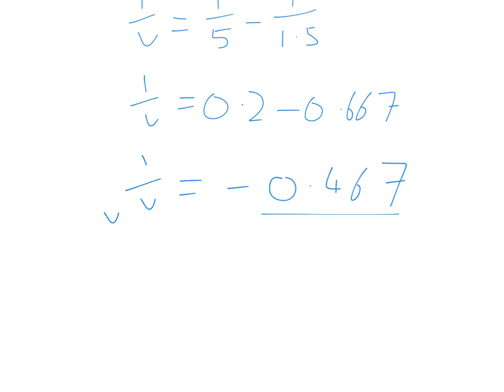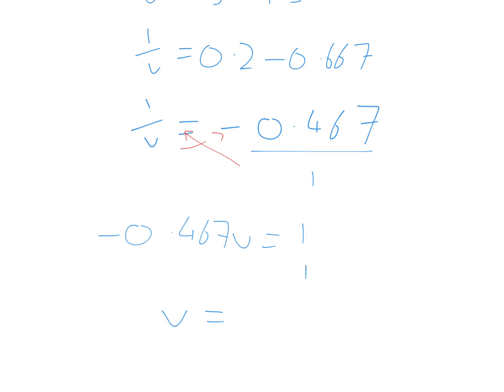So I can put this over 1 and I'll cross multiply. 1 times 1 and V times 0.467 minus 0.467. So you get minus 0.467 V is equal to 1, and then V is equal to 1 over minus 0.467.